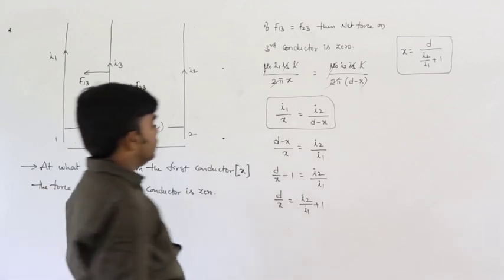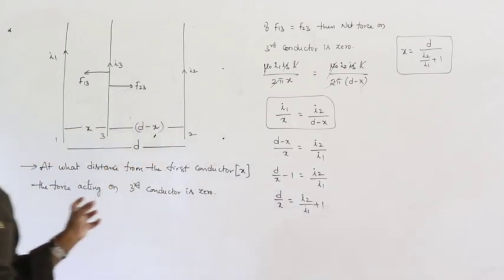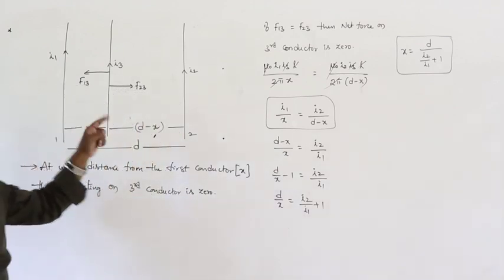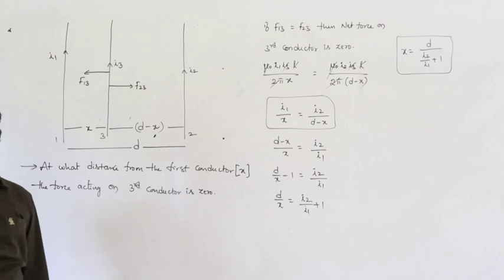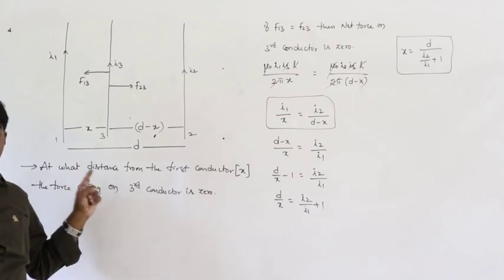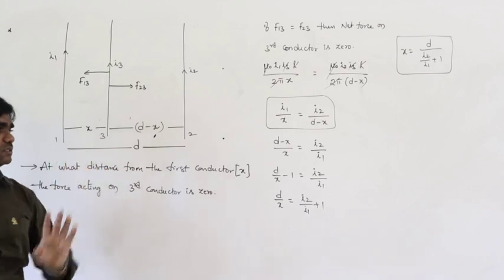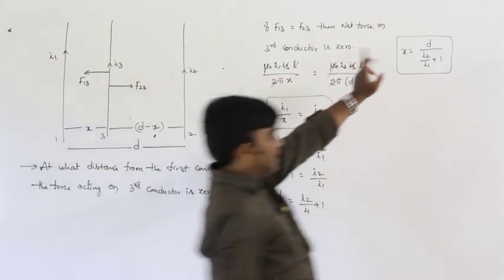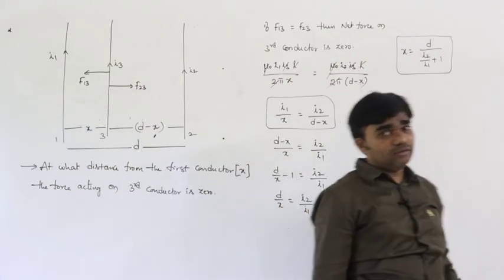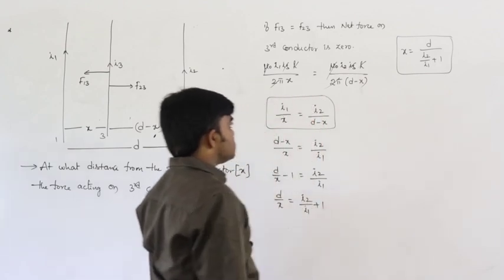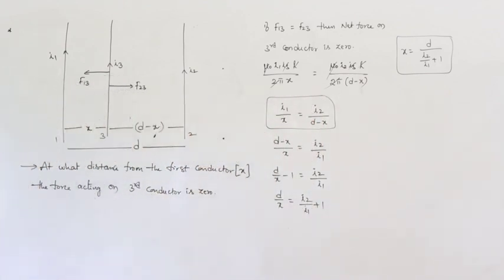So this is called the null point. A null point exists between two straight current carrying conductors. At what position? At x equals d by (I2 by I1 plus 1), which is the distance from the first conductor. So that is the situation.